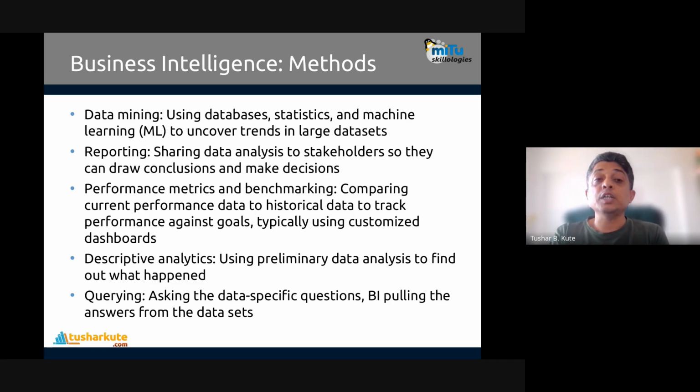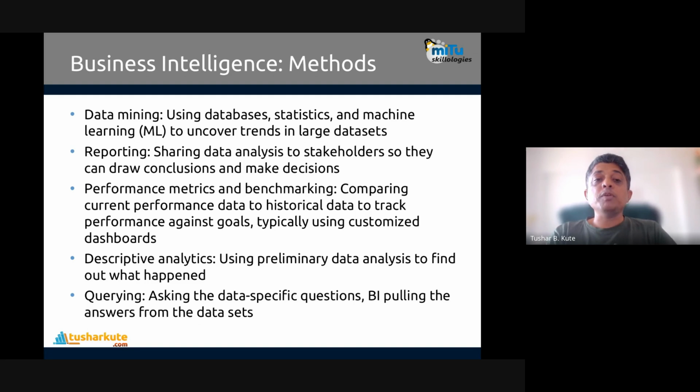Second, reporting. So we got the data, and we share the data analysis with stakeholders so that they can draw conclusions and make informed decisions. We will create a report of it. Okay, this is what happened. Like we have seen the trend of growth of sales, whether it's growing, stable, or declining, that will be present under the reporting. That will be present in business intelligence reporting.